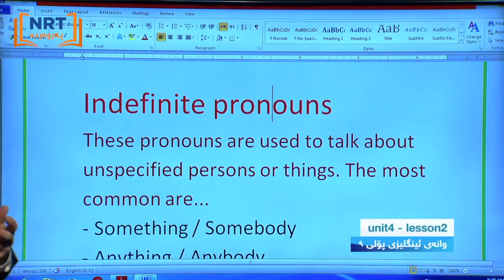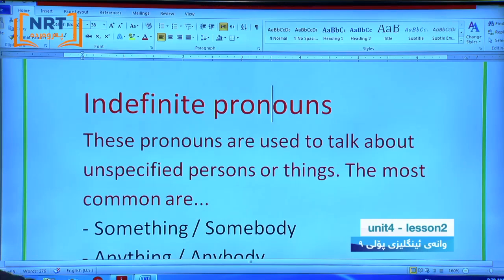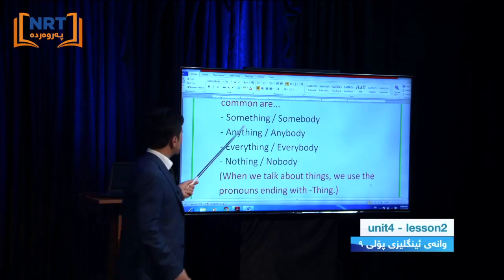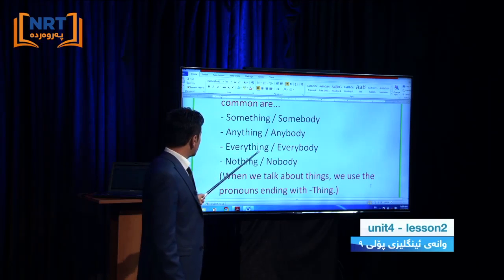Definite pronouns are used to talk about specified persons like he, she, they, we, you. These are definite pronouns, because they are talking about specified persons and things. But indefinite pronouns are used to talk about unspecified persons or things, something in general. Here are the most common: something, somebody, anything, anybody, everything, everybody, nothing, nobody.